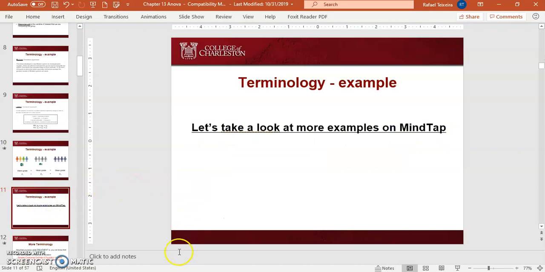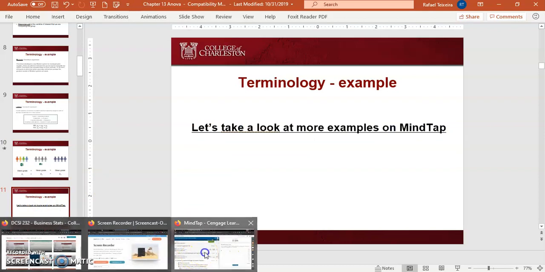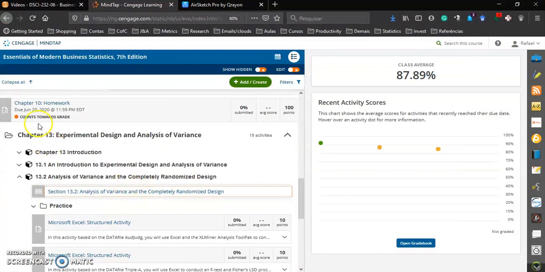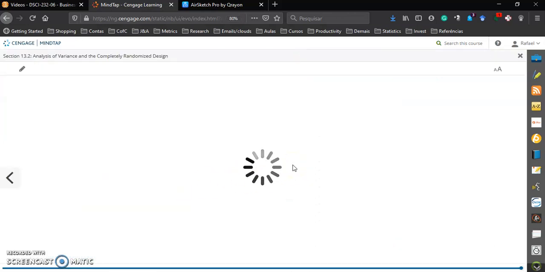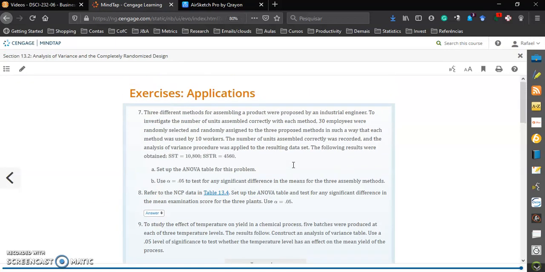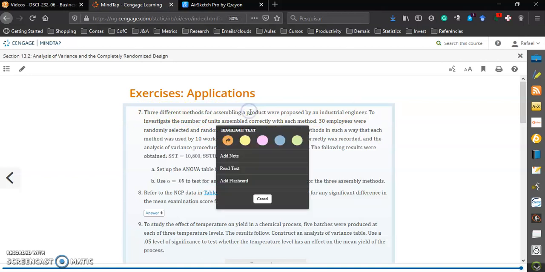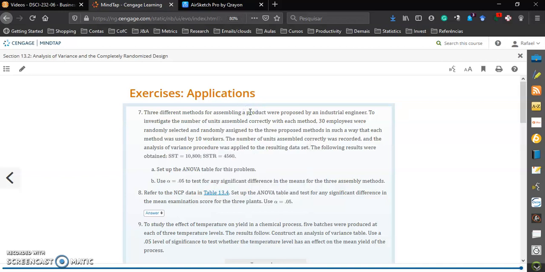We could see more examples. I'm going to go over a few more on Mindtap, so we don't spend too much time on that. This is chapter 13, analysis of variance in the completely randomized design. Let's take a look at some problems, and then I can tell you what the treatments and factors are. Let's take a look at this one. Three different methods for assembling a product were proposed by an industrial engineer. So the factor is the method to assemble the product. The treatments are the three different methods.